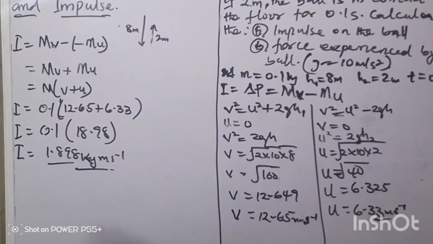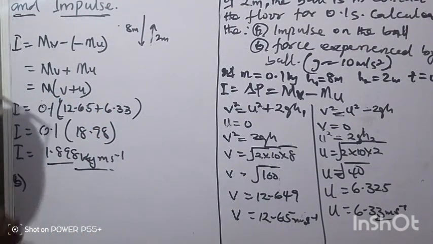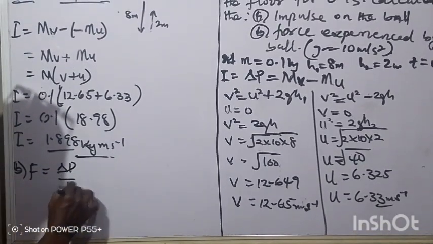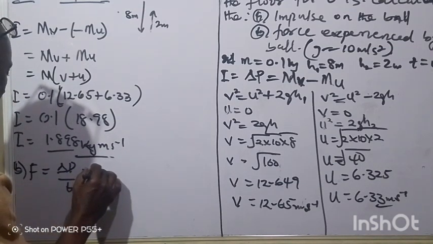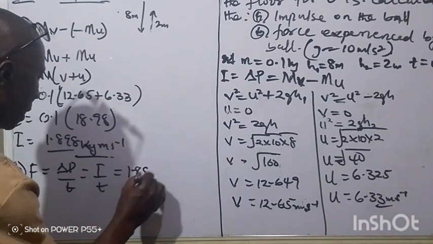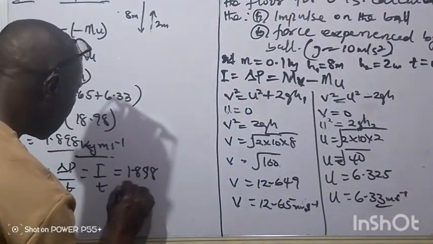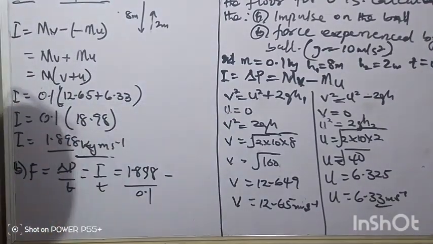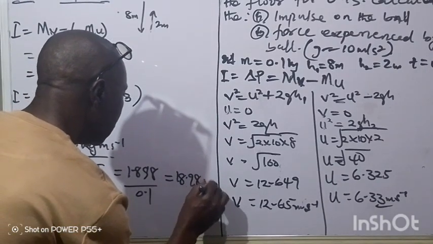Part B of the question, that is B, the force. Already we know that force is delta P over t. And we calculated our delta P, which is the same thing as impulse. That will be I over t, which is equal to 1.898. And the time taken for that ball to impact on the ground is 0.1. So 1.898 divided by 0.1 will give us 18.98 newtons. That's the answer to part B.